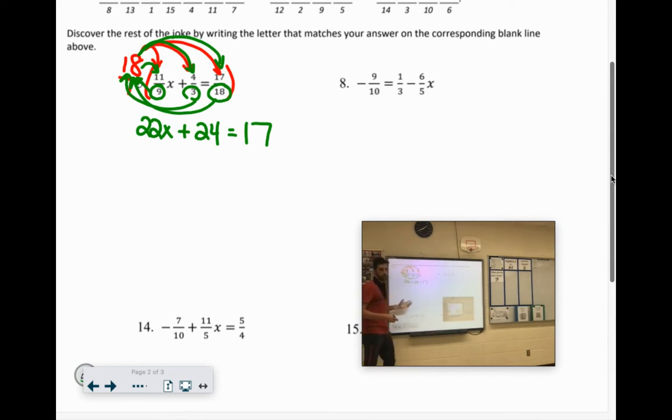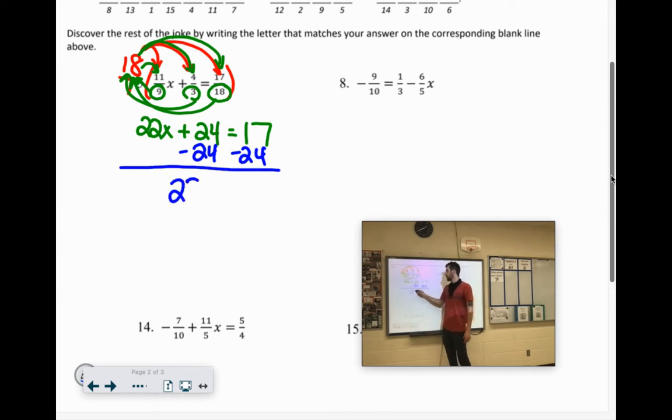Now look at this green equation. That is so much easier to solve than the original one with the fractions. We would undo our addition and subtraction. Minus 24. 22x equals negative 7. And then we get rid of the 22 by dividing by 22. And you can't simplify negative 7 over 22 any more than it already is, so you just leave it.